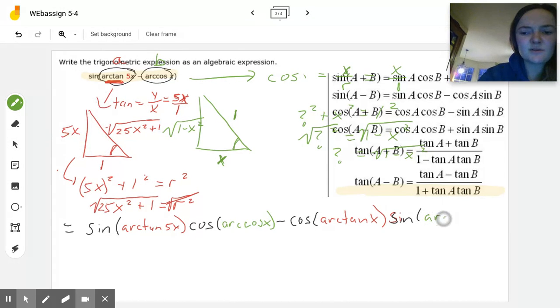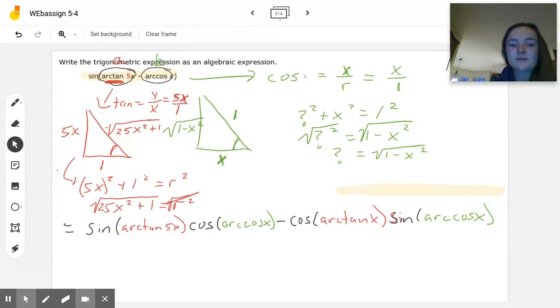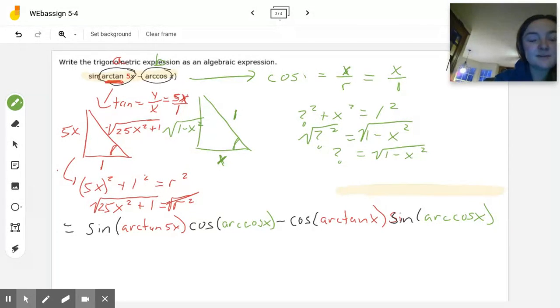And the reason I'm using these colors is, I don't know if you guys have seen my previous videos, but I do have a tendency to get these confused. So using colors is always a helpful strategy. All right, let's go ahead and evaluate. All we need to do is use the triangles at this point.